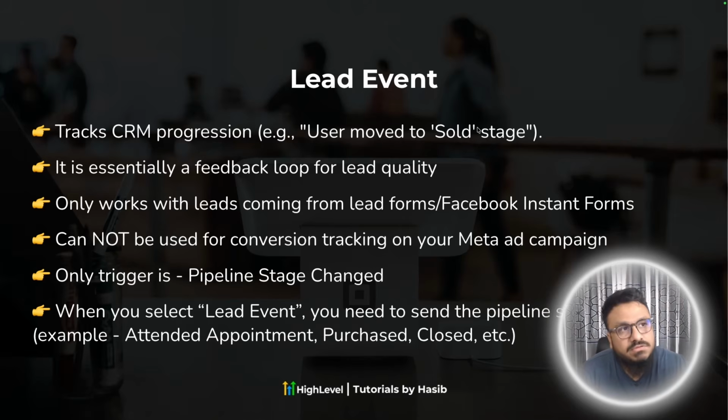So if someone's qualified, you're letting Meta know that this person is qualified. If someone purchased something from you, you're letting Meta know that, okay, this person that you sent from your ads is qualified and purchased something from us, and we want more people like this. We want our ads to be shown to people like this. So it's essentially a feedback loop for lead quality, which we've already covered.